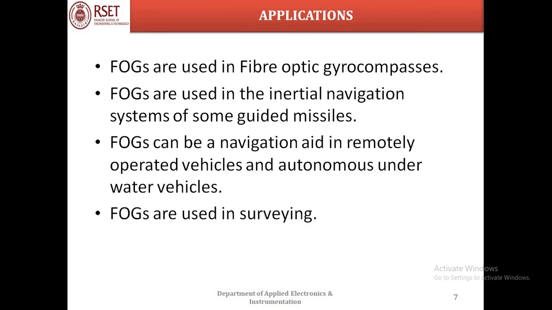The main application of fiber optic gyroscope is in gyro compasses. It is used in the inertial navigation system of some guided missiles. It can be a navigation aid in remotely operated vehicles and autonomous underwater vehicles. They are also used in surveying.